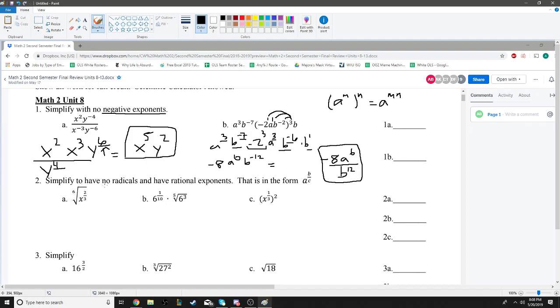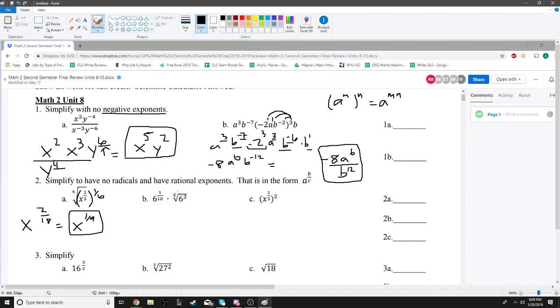For number 2, to simplify this, let's first put this stuff in parentheses. And we're going to change this root to be a 1/6 power. So when that happens, you just multiply straight across, and this becomes x to the 2 over 18 power, which reduces to x to the 1/9 power. And that's our final answer for 2a.